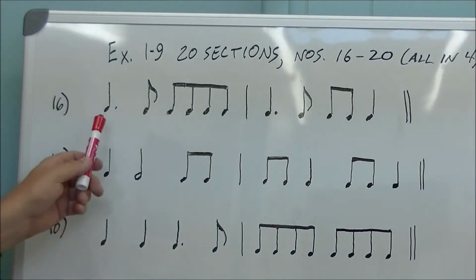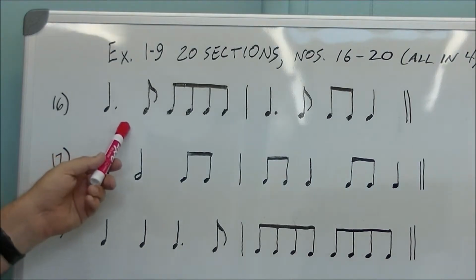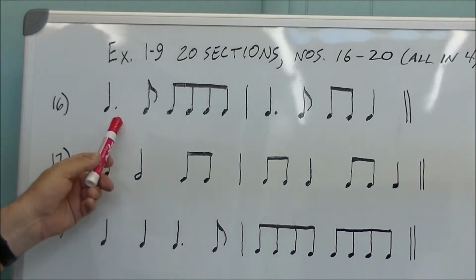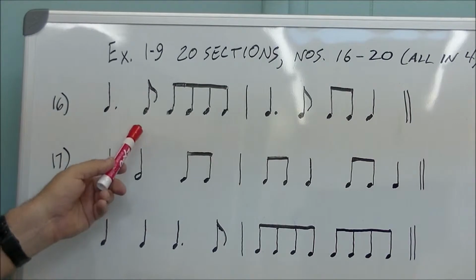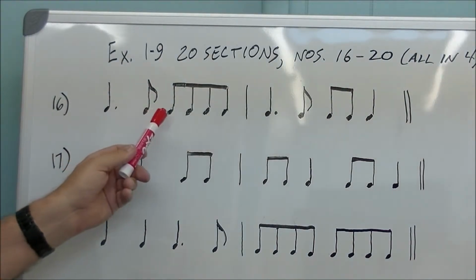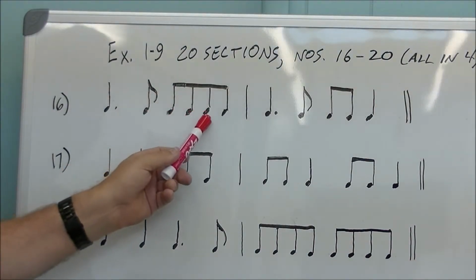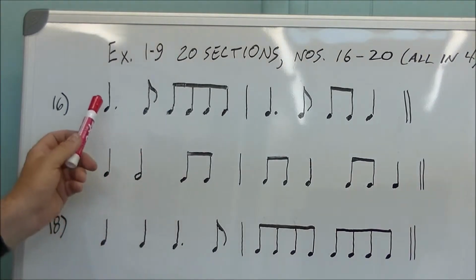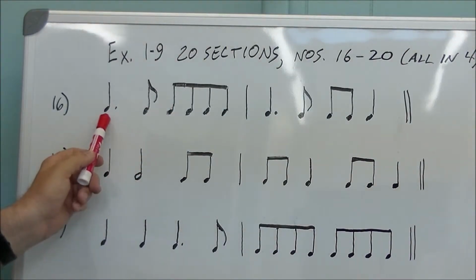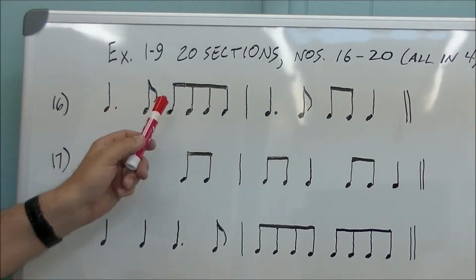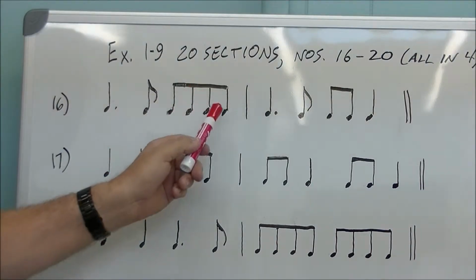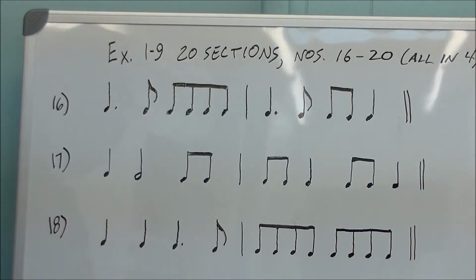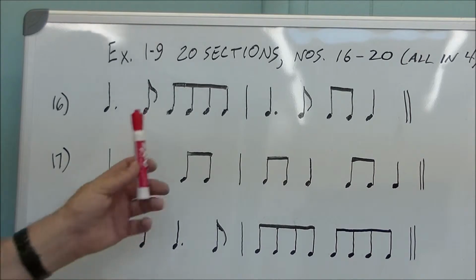Okay, so this is, of course, a dotted quarter note, which extends the value of that note through the 2 count. This is the end of 2. This is 3 and 4 and. So this measure is counted 1, 2, and 3, and 4, and. If that's confusing, don't worry, I'm going to play it in a second.